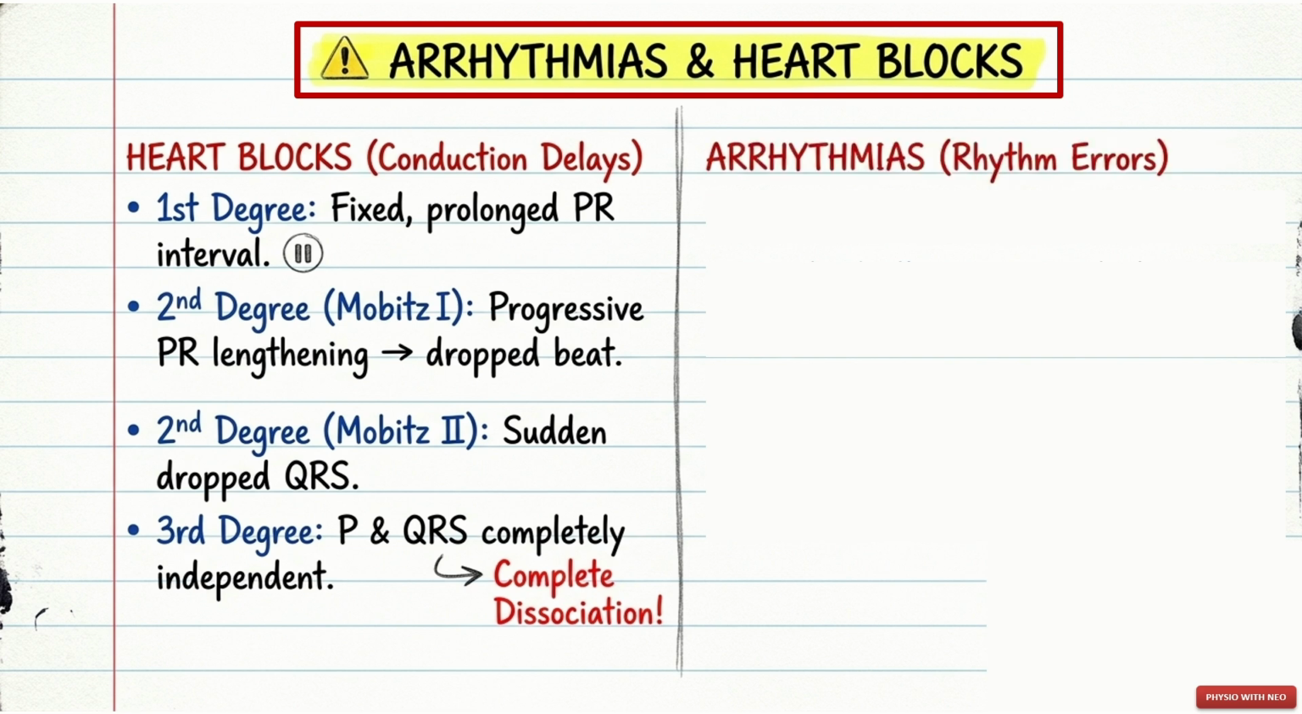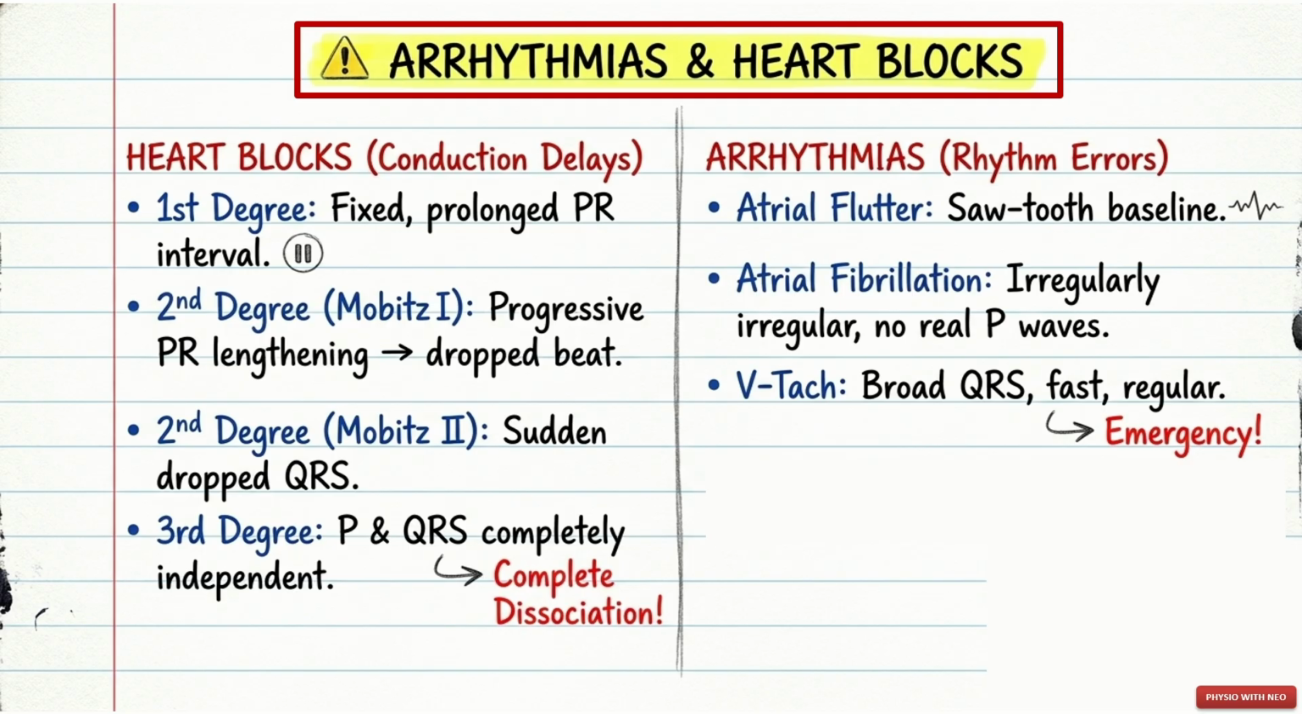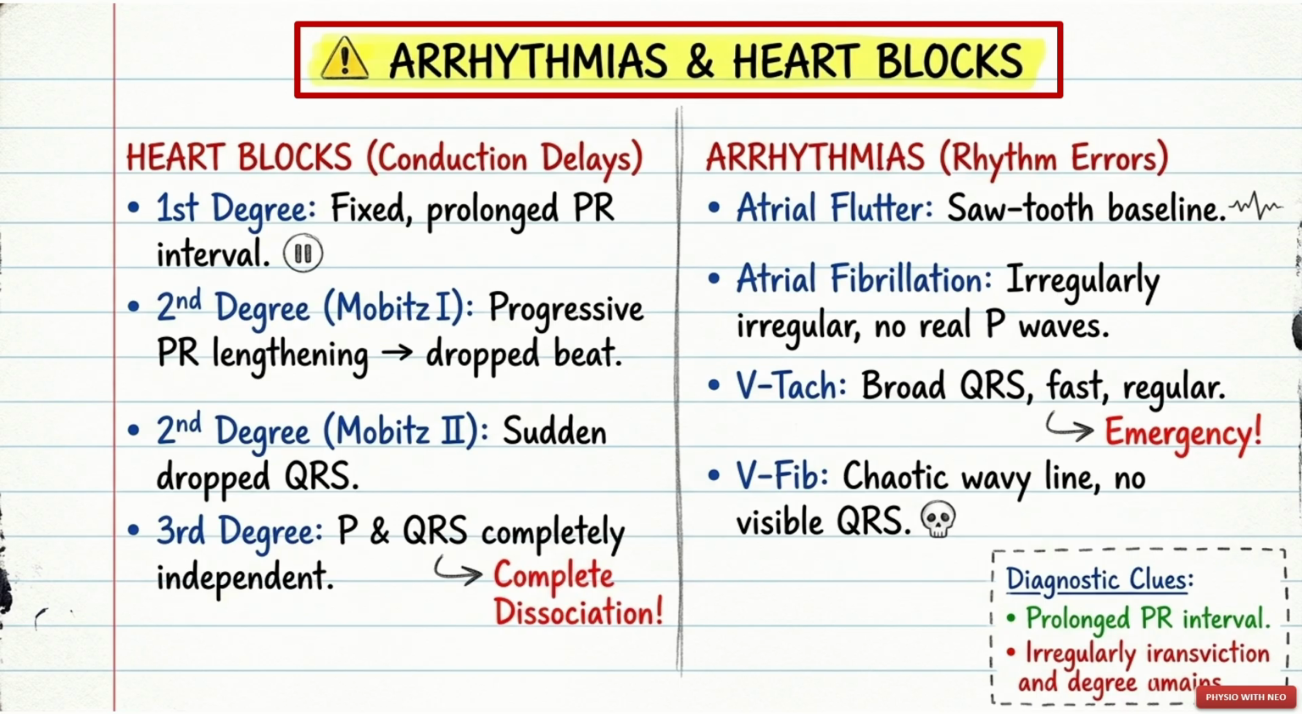Now about the arrhythmias, the rhythm errors. There are 4 arrhythmias. First one, atrial flutter. It shows a sawtooth baseline. Atrial fibrillation shows irregular waves. Ventricular tachycardia shows broad QRS complex. And ventricular fibrillation shows a chaotic waveline, no visible QRS complexes. Remember, diagnostic clues for arrhythmias and heart blocks are prolonged PR interval and irregular waves.